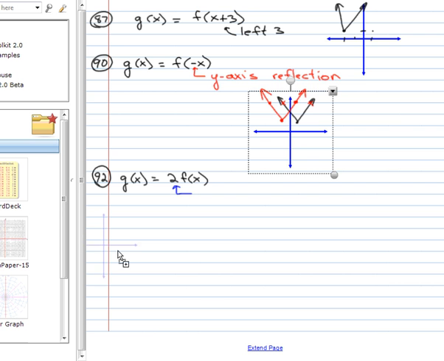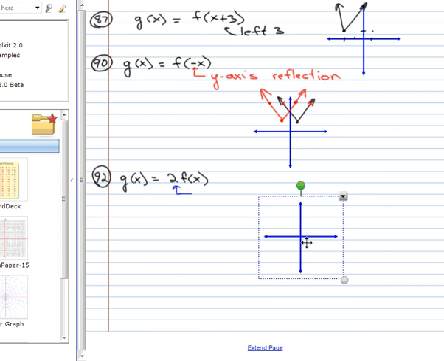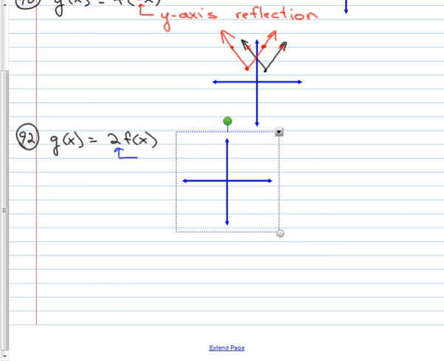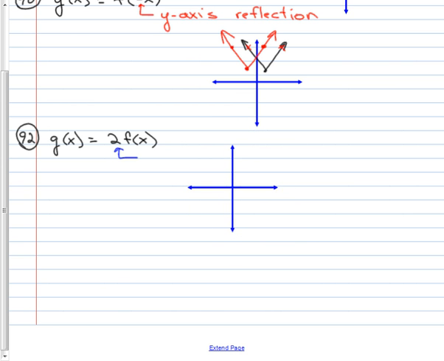It's a vertical stretch by 2. It's going to be twice as tall. So if we look at that original one, it's going up to 2 and down to -2. So 1, 2, 3, 4. I now go all the way down to -4, all the way up to +4.